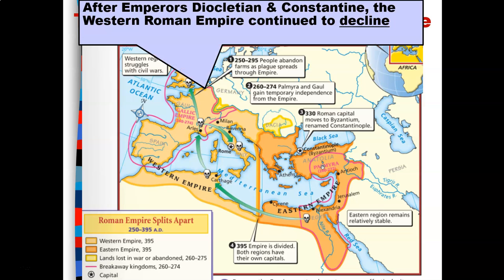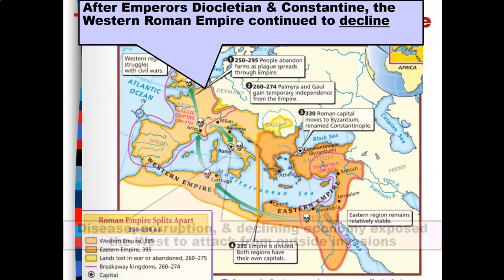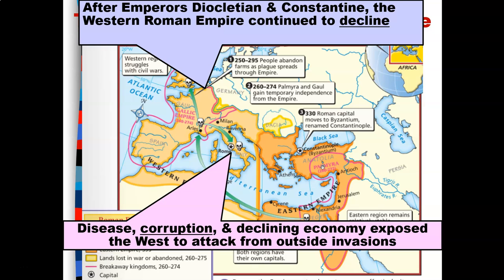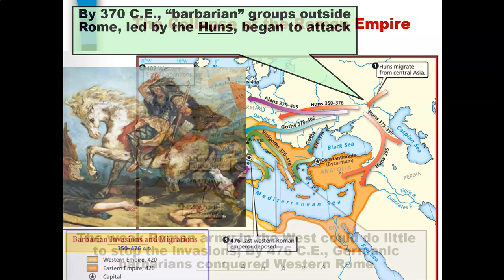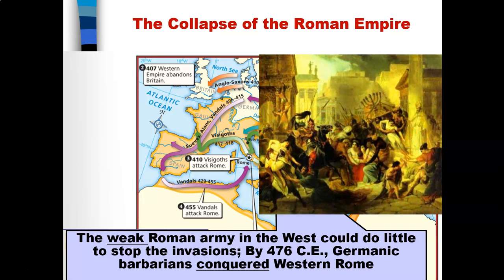After emperors Diocletian and Constantine, the Western Roman Empire continued to decline. Disease, corruption, and a declining economy exposed the West to attacks from outside invasions. By 370 CE, barbarian groups outside Rome, led by the Huns, began to attack the Roman Empire. You see to the right-hand side how the Huns were able to weaken the Roman Empire as they were attacking it, obviously trying to take advantage of the decline of Rome.